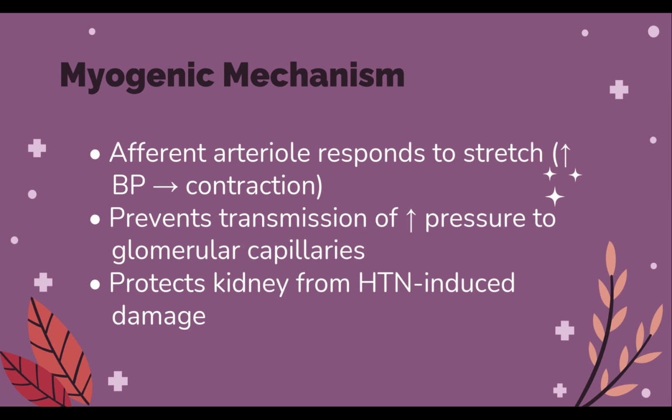So the myogenic mechanism. The afferent arteriole responds to stretch. When there is increased blood pressure, it can lead to contraction. So this prevents transmission of increased pressure to the glomerular capillaries. So this mechanism, the myogenic mechanism, helps to protect the kidney from hypertension-induced damage.